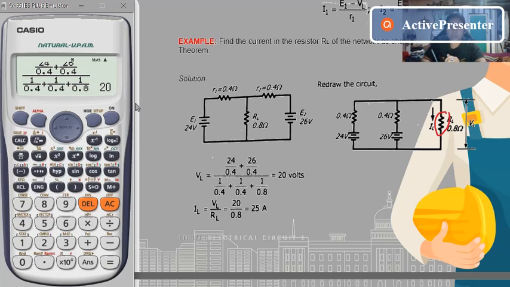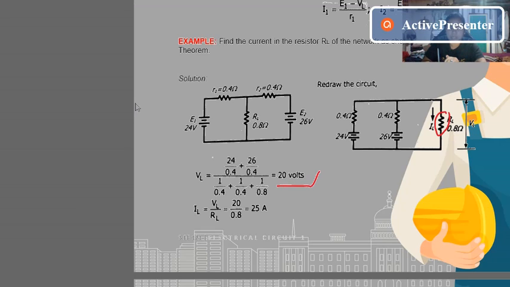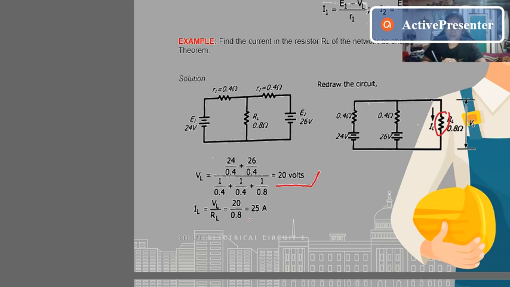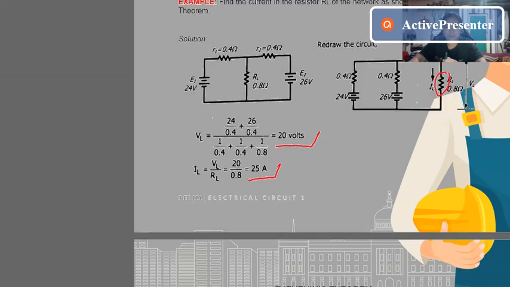Take note of your calculator, so that you don't need to recheck it. Now that we have VL, we can solve for IL. The formula for IL is VL over RL. VL, which we solved as 20 volts, divided by RL, which is 0.8. So our IL will be 25 amperes. This is our final answer. Very easy, right, since it is a formula-based problem.